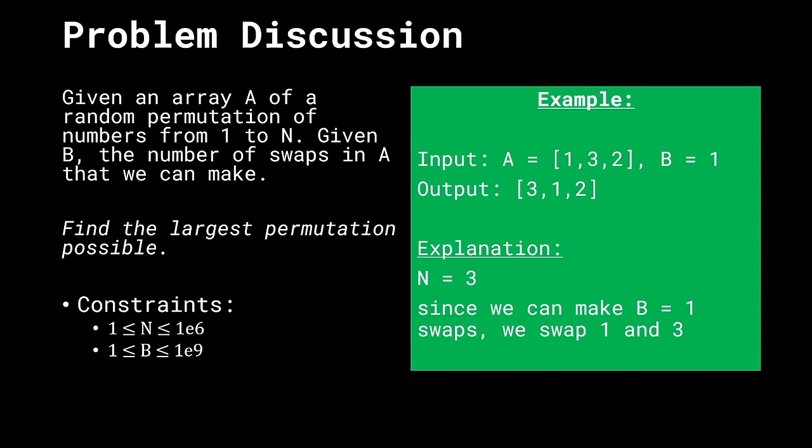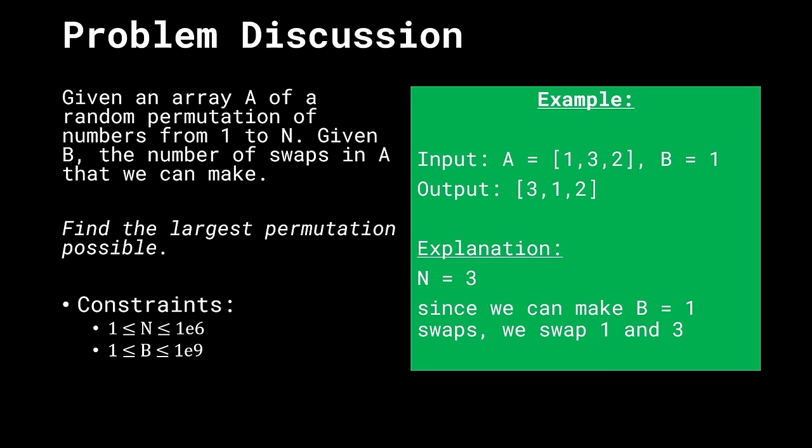The biggest and the largest permutation possible in this case is 3 1 2. And that is because we can swap 1 and 3, giving us 3 1 2. Now, you can imagine 1 3 2 as the number one hundred thirty-two and 3 1 2 as three hundred twelve. And so the output is the largest possible permutation we can get out. Feel free to write down more examples and try this out yourself. You won't be able to find any better permutation than 3 1 2 when b equals 1.